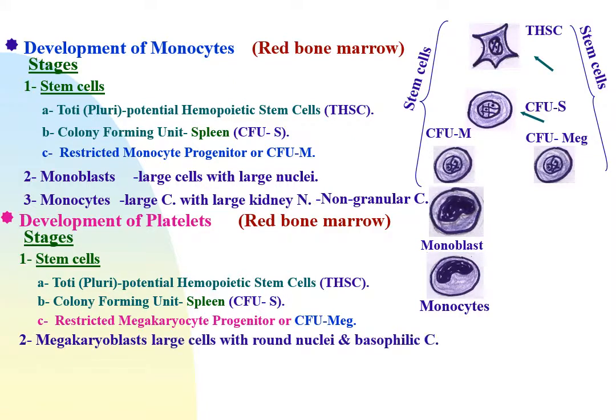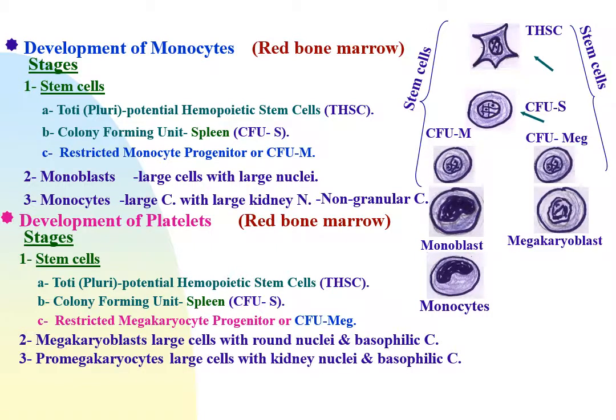Megakaryoblasts are large cells with rounded indented nuclei and basophilic cytoplasm, showing by electron microscope numerous polysomes, some smooth endoplasmic reticulum, a well-developed Golgi apparatus, and mitochondria. Promegakaryocytes are large cells with kidney-shaped nuclei and basophilic cytoplasm containing fine azurophilic granules.